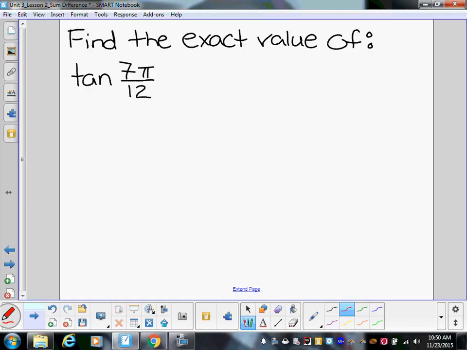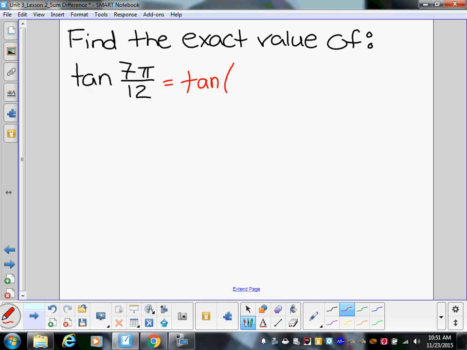Okay, so again, I want to find the exact value. If all I was doing was asking for approximate values, this wouldn't be a very long class because we just plug it in the calculator. So I like to change my radians to degrees because they're easier to figure out what you're adding or what you're subtracting.